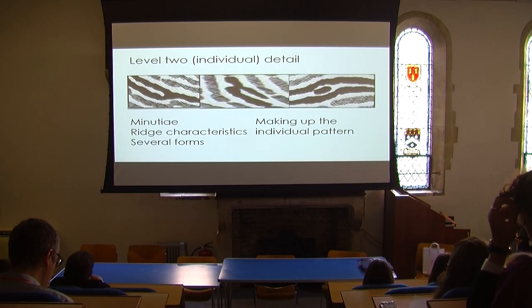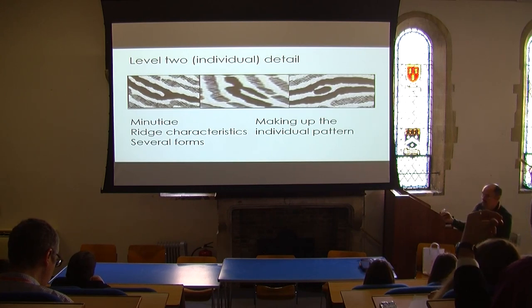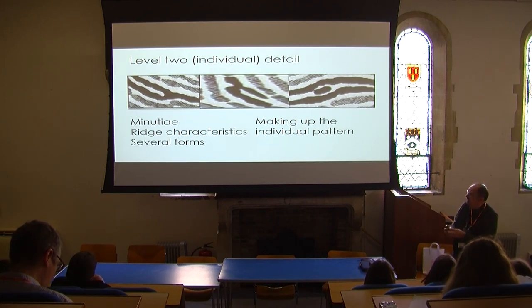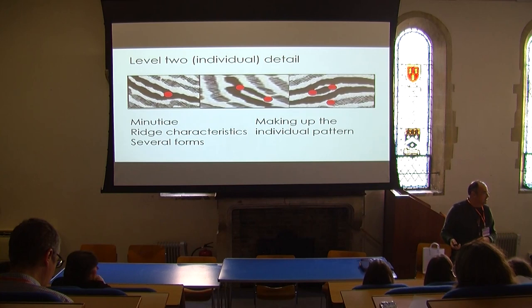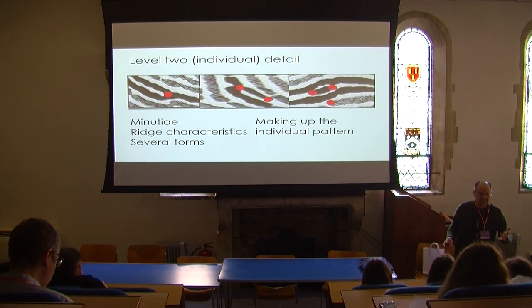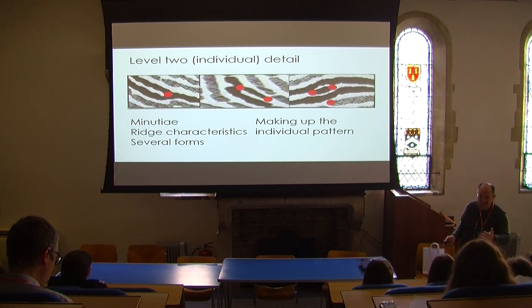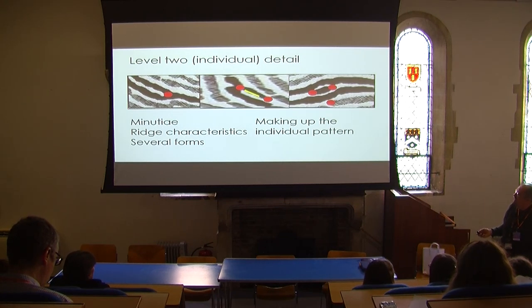But then there's another level of detail. Within that overall pattern is actually made up of minutiae. We call it second level detail. And this is what it looks like. And this is how the identifications are made. Does anyone watch NCIS or those types of programs? CSI, Miami or whatever? Well, you've seen how they do this in seconds, don't they? They do it instantaneously.